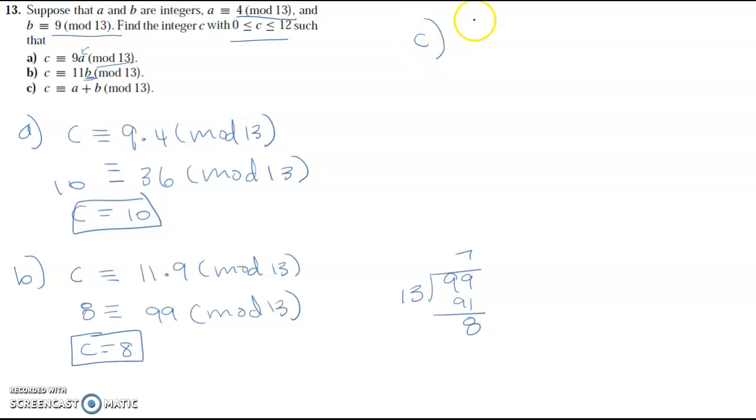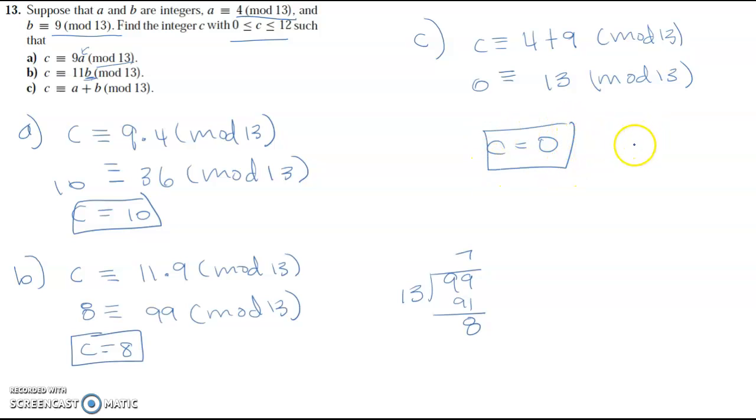Let me do part C. We have A plus B mod 13. So C is congruent to A, which is 4, plus 9 mod 13. Also refer back to the theorems and the proofs in the book. So this is going to be 13 mod 13, and as we know, 13 divided by 13 has a 0 as a remainder. Since 0 is included, that is our value, so C is going to be equal to 0.